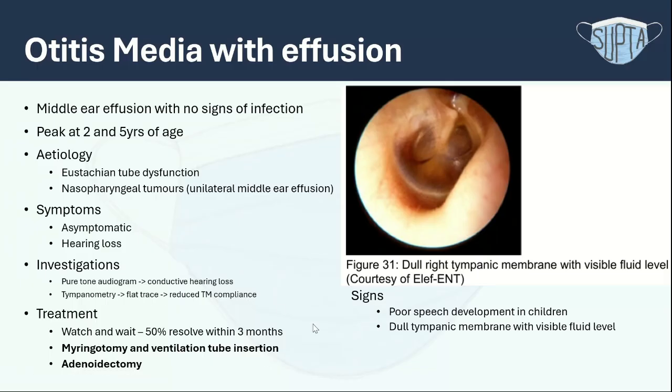Just watchful waiting after 3 months. And then myringotomy and ventilation tube insertion is another option. That's when you insert grommets to try and help drain the fluid. You may also find that there's poor speech development in children or any general signs that their hearing is not quite as it should be.